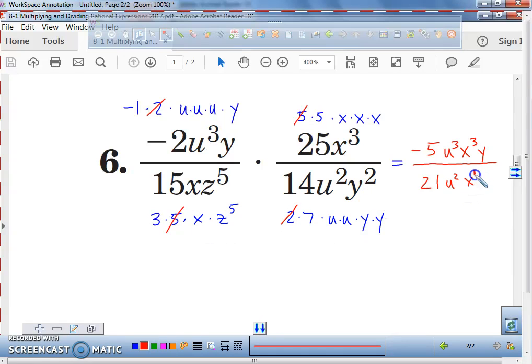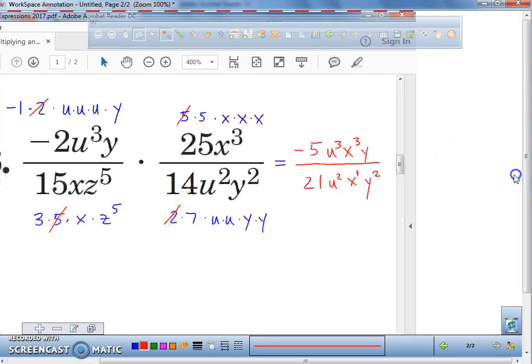We're going to go the extra mile. Just put a 1 right there. How many y's do we have? We got a y squared. And finally, how many z's am I going to put there? Z to the power of 5. Very good.